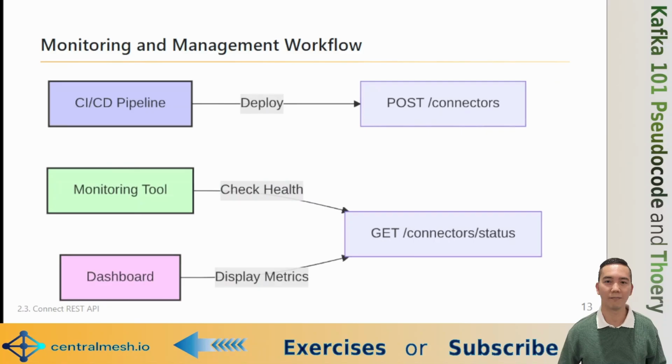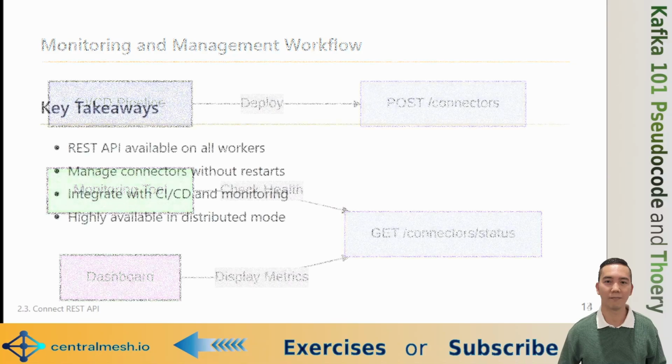In real-world environments, the REST API is rarely used only by humans. CI/CD pipelines can automatically deploy new connectors using API requests. Monitoring systems can regularly check connector health status. Operations teams can investigate issues, restart failed connectors, and gather diagnostic information. Dashboards can consume status information and present it visually for administrators. Together, these capabilities allow Kafka Connect to integrate naturally into modern DevOps platform workflows.